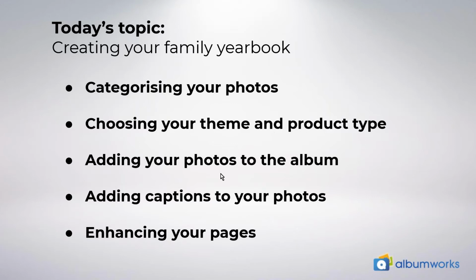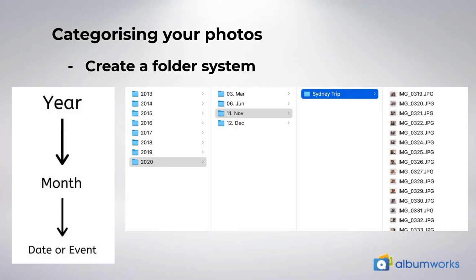So let's get started. First of all, when you're categorizing your photos, this is the first thing you should do before you get started designing your book. It makes sense to sort your photos into folders so that you know what you want to use. For a yearbook, I recommend creating a folder for the year that you're doing. So 2020, for example. And within that folder, you can create a folder for each month of the year. And then within those folders, you can create individual folders for each occasion.